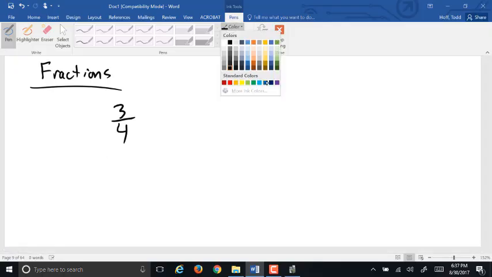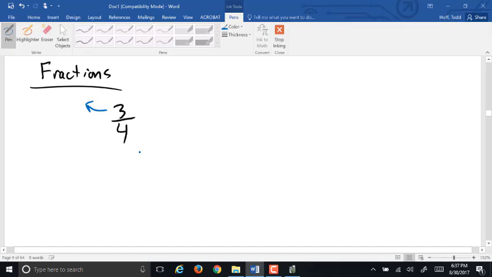For example, 3/4, the top number is called what? Numerator. There we go. And the bottom number is called denominator.